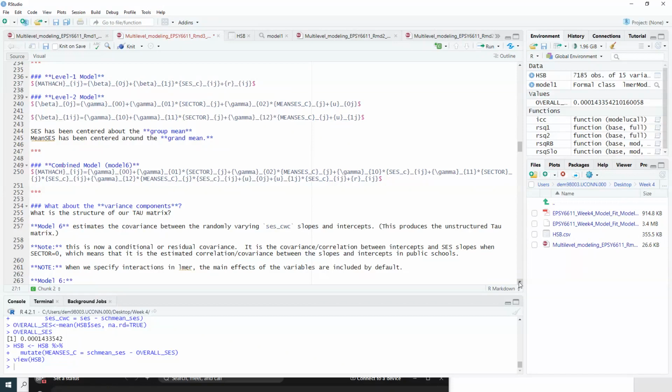Unless I tell you otherwise, you should always default to an unstructured tau matrix. I think that's really important because, think about this: what's the covariance between the slope and the intercept? It depends on where the intercept is, doesn't it? Right? I actually had a slide in the PowerPoint, slide 47 in the PowerPoints.